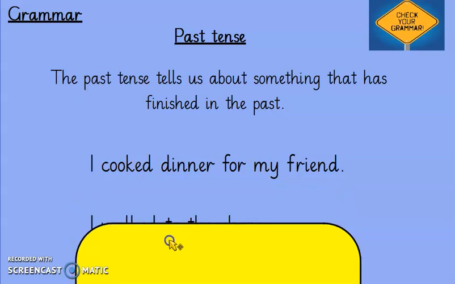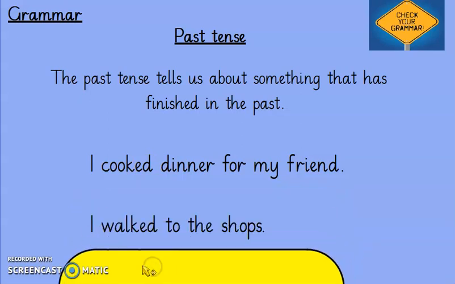Let's have a look at my second example. I walked to the shops. So walked is the past tense, and walk is the main word or the root word, and ed is the suffix. Now mostly when we're talking about the past tense, we add the suffix ed, but there are some verbs, irregular verbs as they are known, that do not have ed, and hopefully we'll be looking at those shortly.